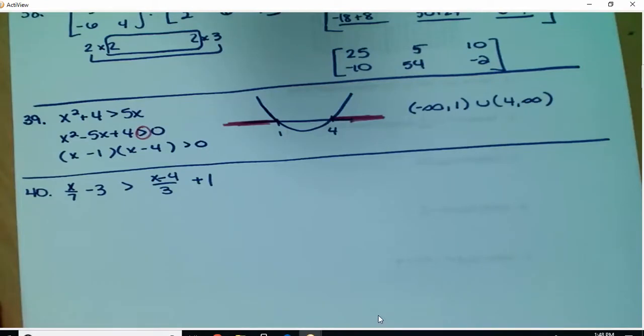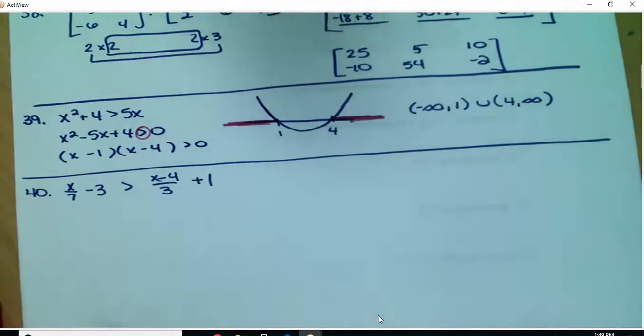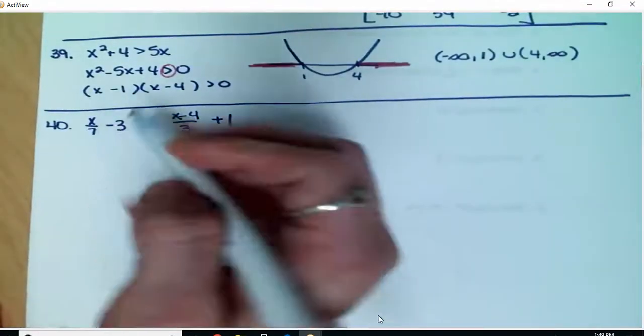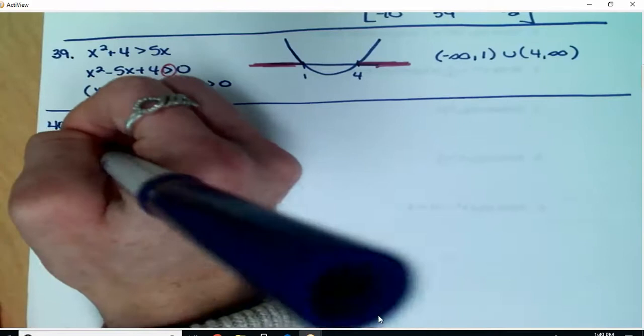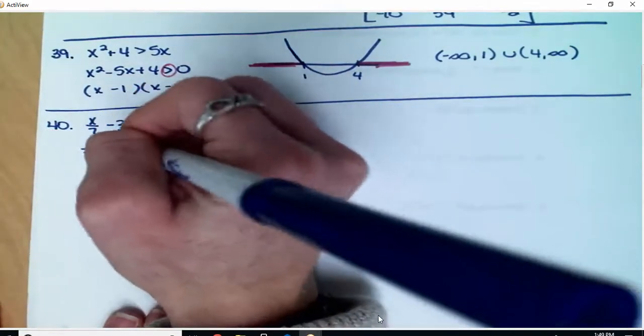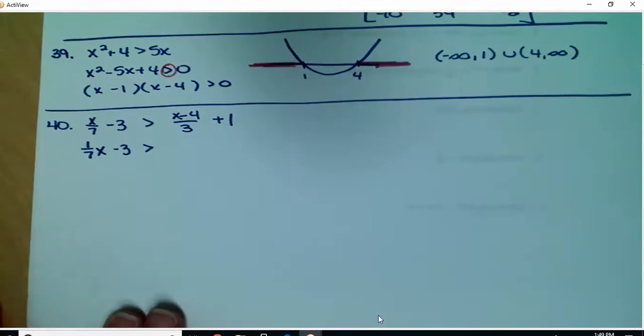Alright, this one. I don't have any x squareds in here. I don't have any x's on the denominator. This is actually just linear. It's just like solving a linear equation. You could rewrite it to make that a little more obvious. X over 7 is the same as 1/7 x minus 3. Okay, when I have x minus 4 all over 3.